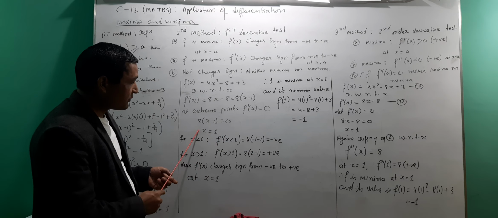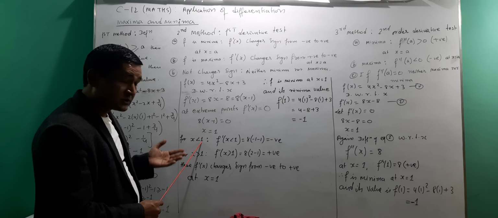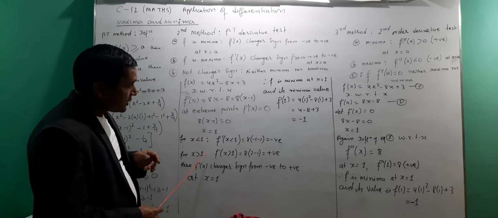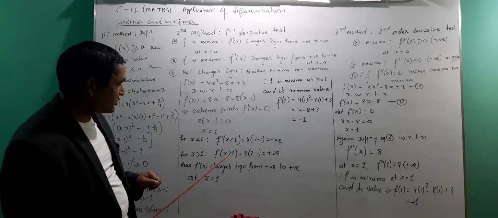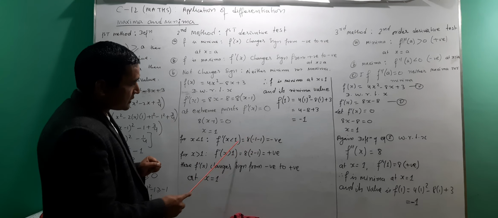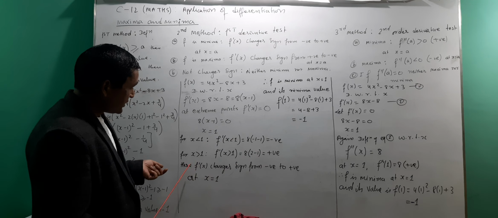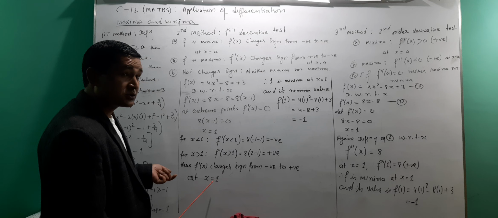Okay, for a single value you have to check twice: first less than that value, and then more than that value. Always check less than first, then more than. Don't check the more than side first. Then check whether the sign changes from negative to positive. Here f'(x) changes sign from negative to positive at x equals 1.